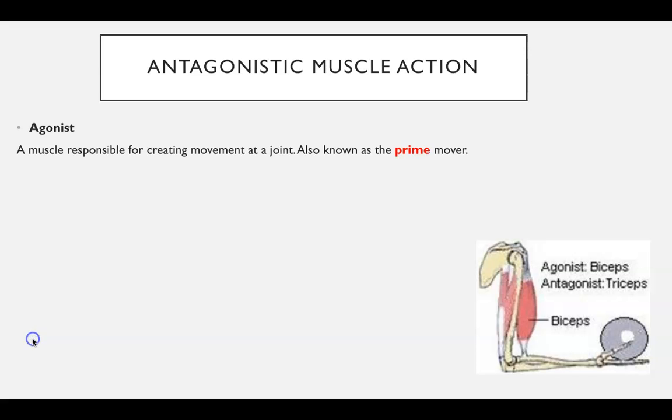The agonist is our prime mover. It is the muscle responsible for creating movement at a joint. You may see it referred to as the prime mover, so it's really important you know the agonist is the prime mover. I'm going to use the bicep curl as an example throughout the whole of this in terms of the antagonistic muscle pairs or action.